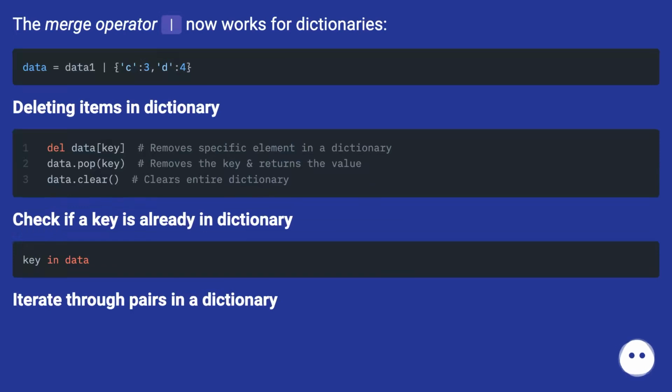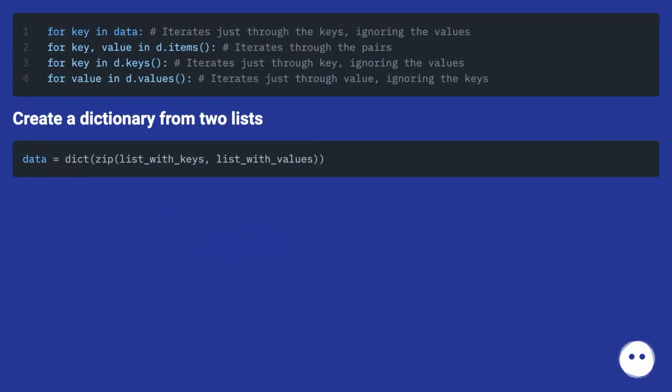Deleting items in dictionary. Check if a key is already in dictionary. Iterate through pairs in a dictionary. Create a dictionary from two lists.